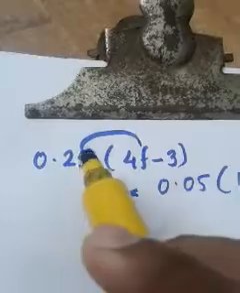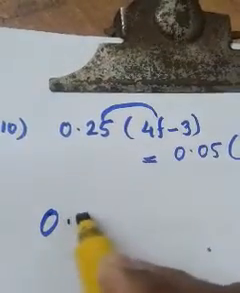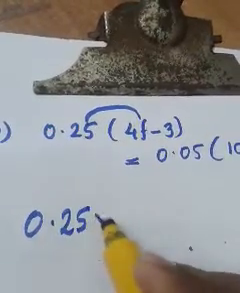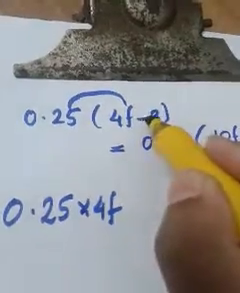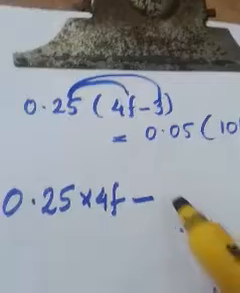What am I supposed to do? 0.25 into 4f, no? So let me write as it is, without multiplying directly. Let me write that step as it is: 0.25 into 4f. Then what is the next process? This sign as it is. Then 0.25 into 3.